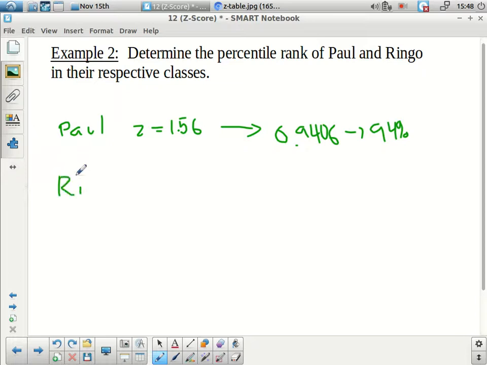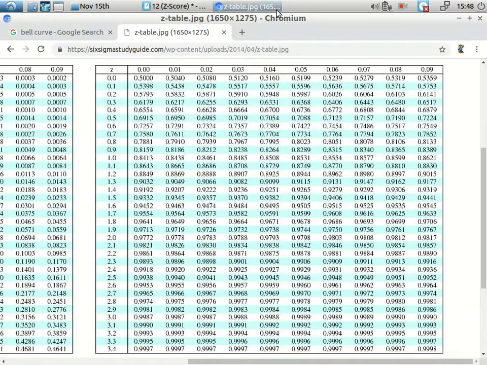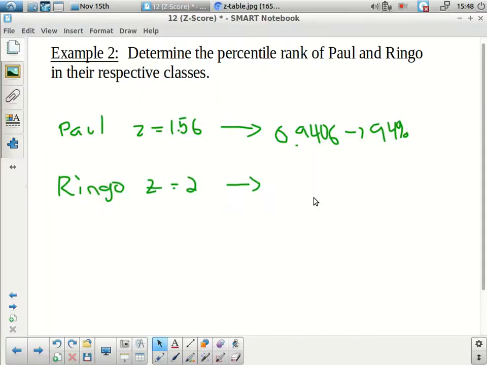Okay, for Ringo, same idea. He got a Z score of 2. So I'm going to go to my table, and that would be 2.00. So that's right here, 0.9772.